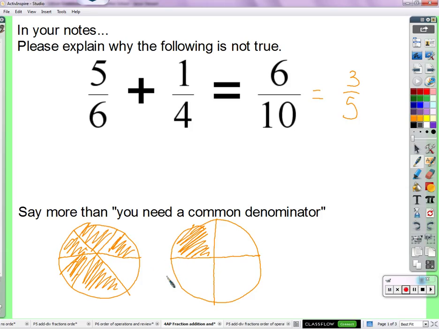What's different about them right now is that they're different sizes. So somehow I need to get the pieces in this whole to be the same size as the pieces in this whole. I'm starting with fourths and sixths. Let's cut the fourths into pieces, two pieces each. You have to make them all the same size. That's 8. Can I get this to be 8 equal pieces?